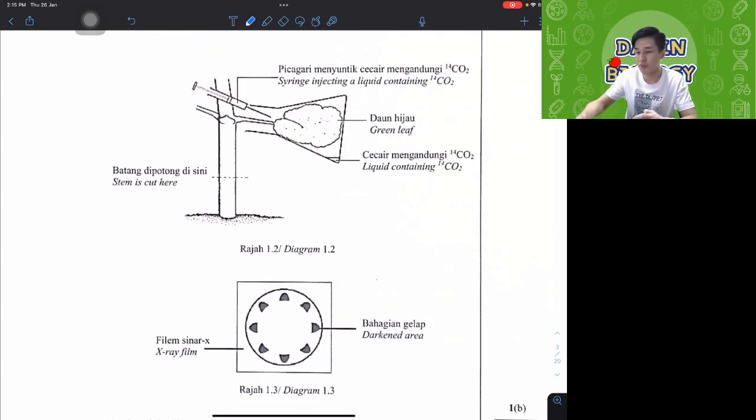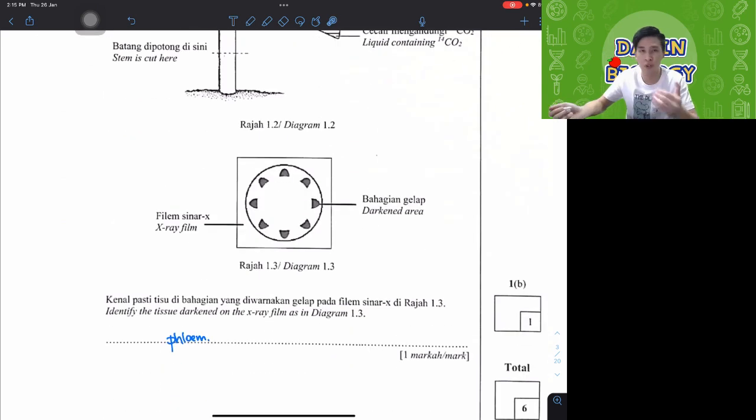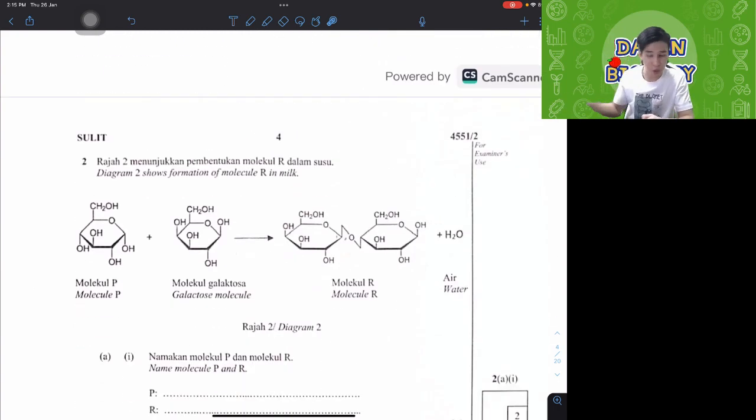Actually, this question you don't even have to read. If you know your bio, phloem is definitely on the outer section, and xylem is on the inside. So if I see black color on the outside, I know it's phloem. Yeah, easy, 1 mark. All right, question 2.